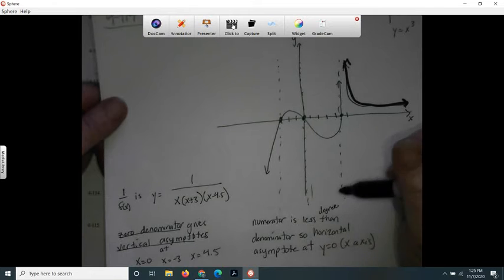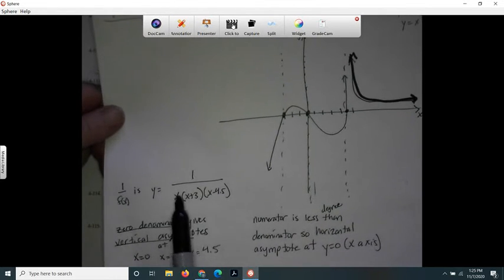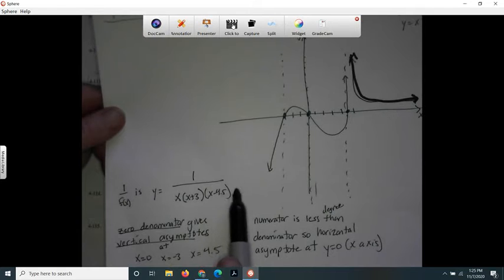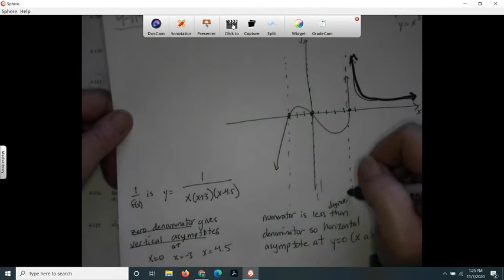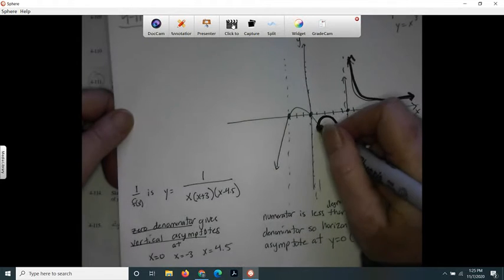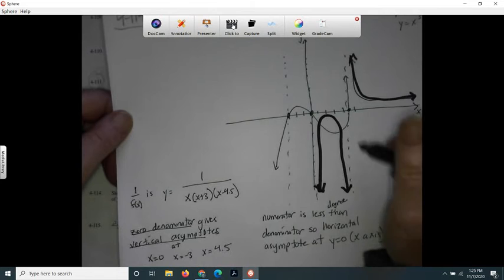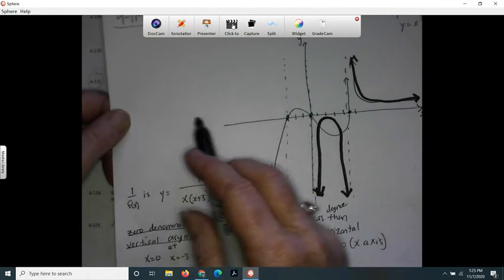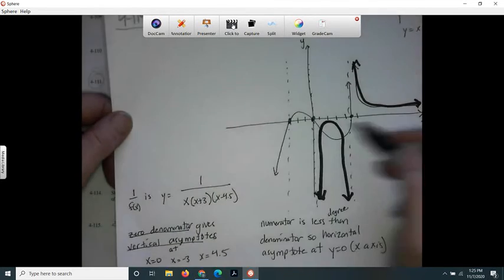If I plug a 1 in, I can do this in my head. This factor will be positive. This factor is going to be 1 minus 4.5, so we'll have a negative factor down here. That confirms my suspicion that the graph was going to go like this. And remember, with asymptotes, the graph wants to get closer and closer to the asymptote. This horizontal asymptote is the x-axis, so the graph can't cross it.